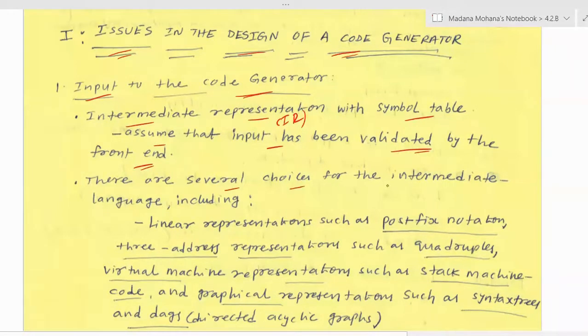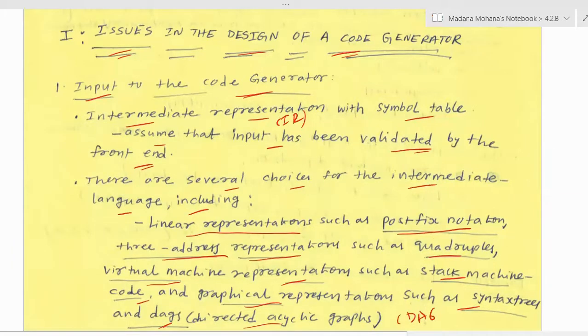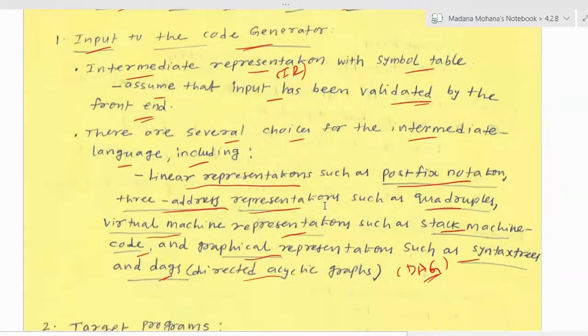There are several choices for the intermediate language, including the first one, linear representation, such as postfix notation, three address representation, such as quadruples, then virtual machine representation, such as stack machine code, and graphical representation, such as syntax trees and DAGs, that is directed acyclic graphs. So these are all various intermediate representations. We covered the postfix notation, three address representation, quadruples, then graphical representation, syntax tree, DAG. All these representations we discussed during intermediate code generation.